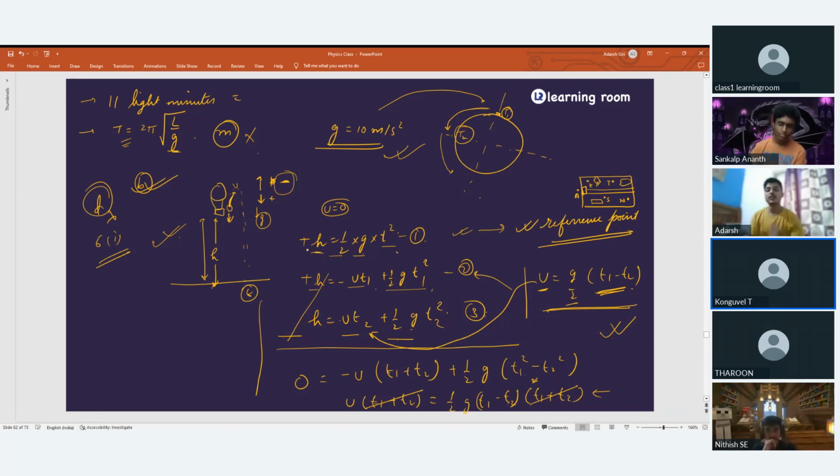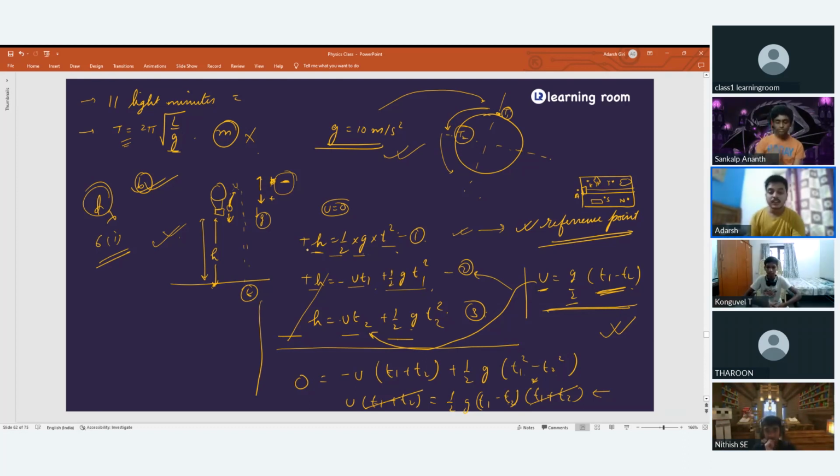Yes, sir. Then what do you have to do? See, then you have to put this value of u in any of these two equations. So h becomes g by 2 (t1 minus t2) into t2, plus half g t2 square. Agree? Yes, sir. That's what I said.